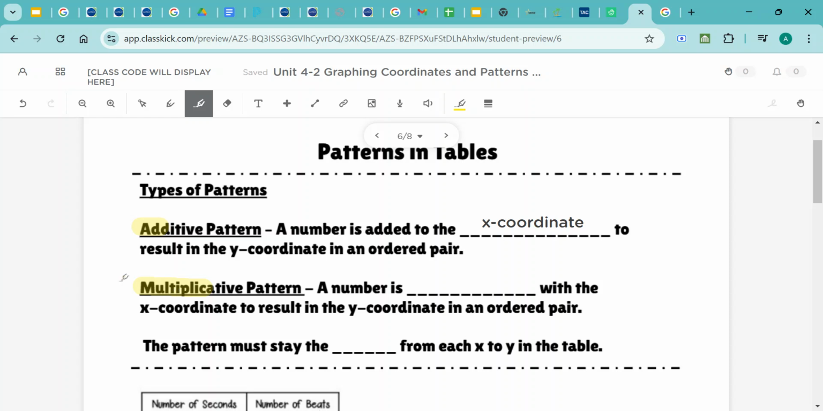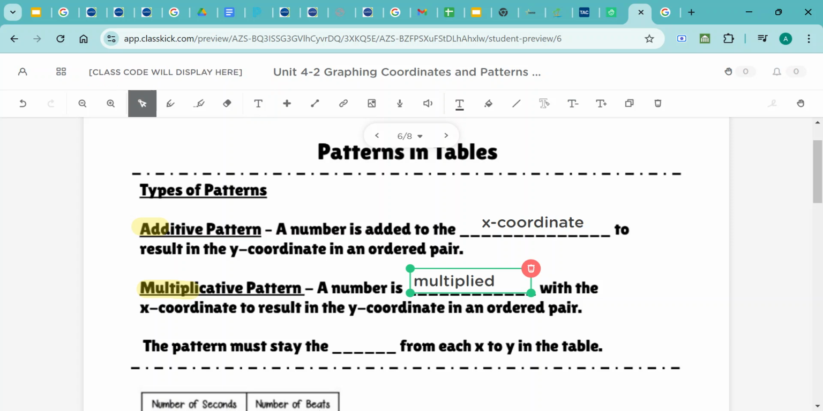And I'm going to underline the word multiplicative. Well, I guess kind of the multiply in that word, right? So maybe I'll highlight the I. And this one is what it sounds like as well. This one means that there's multiplication going on. So in a multiplicative pattern, a number is multiplied with the x coordinate, and when these numbers are multiplied, they will result in the y coordinate of an ordered pair.